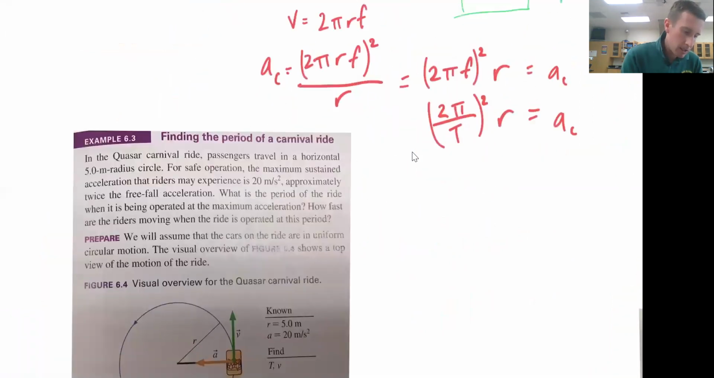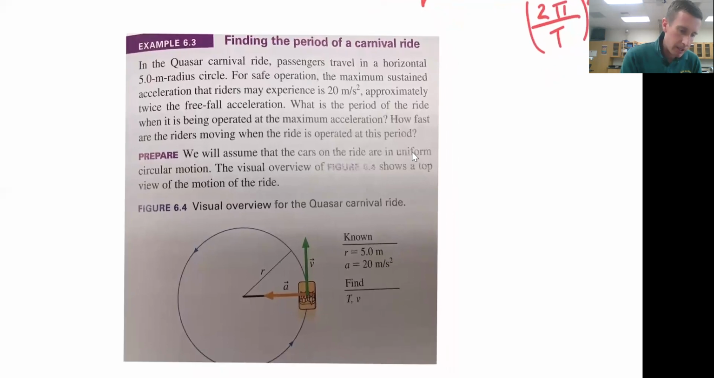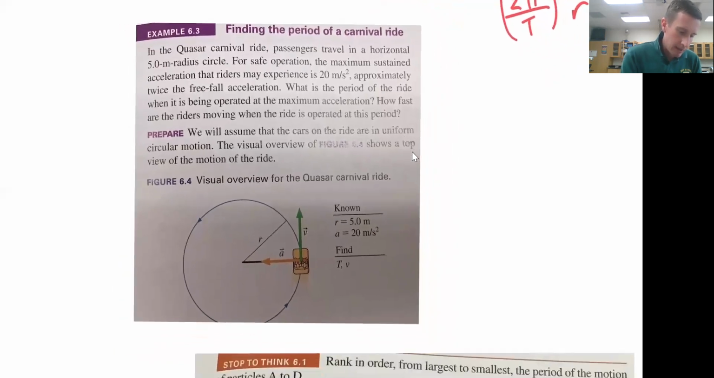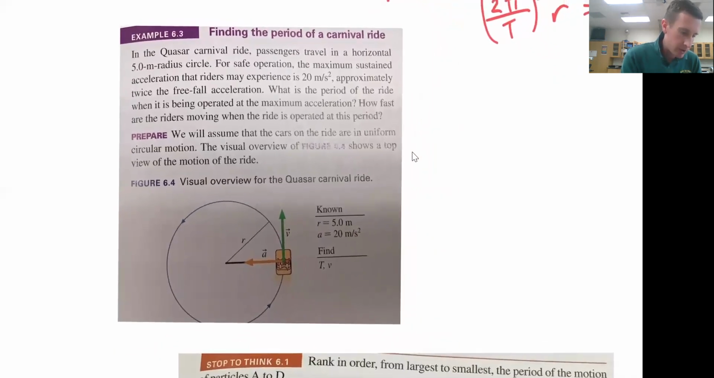All right, so let's find the period of a carnival ride. In the Quasar carnival ride, the passengers travel in a horizontal 5-meter radius circle. For safe operation, the maximum sustained acceleration that riders may experience is 20 meters per second squared, approximately twice the freefall acceleration. What's the period of the ride when it's being operated at the maximum acceleration?